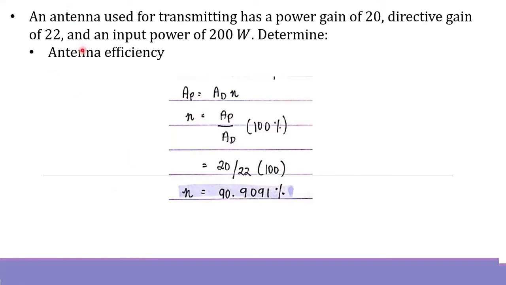So for the next one is the antenna efficiency. We will have this formula, which is power gain is equal to directive gain times the antenna efficiency. So to get the antenna efficiency, we'll be needing the power gain over the directive gain, which is 20 over 22. To have it as a percentage, we have to multiply it by 100. So we have the antenna efficiency as 90.9091%.